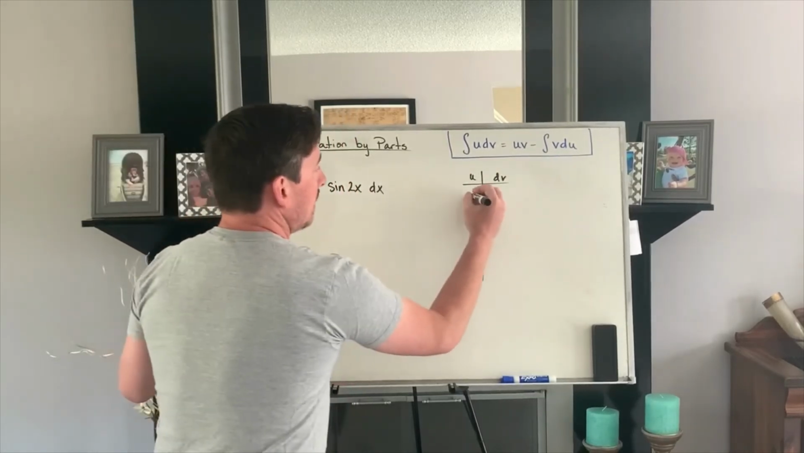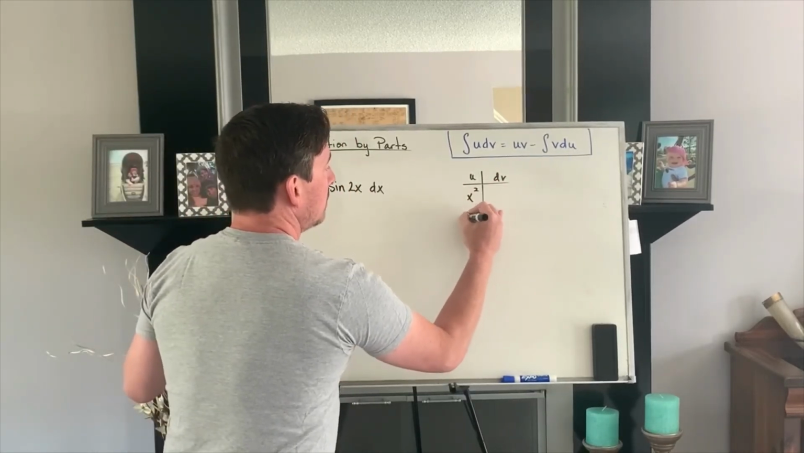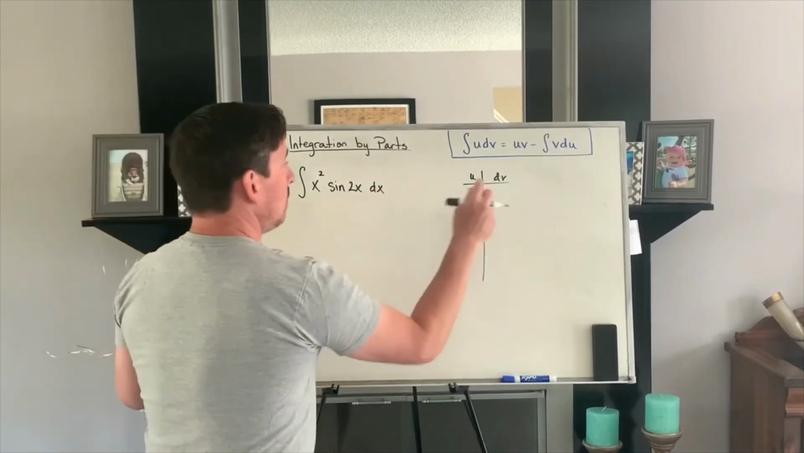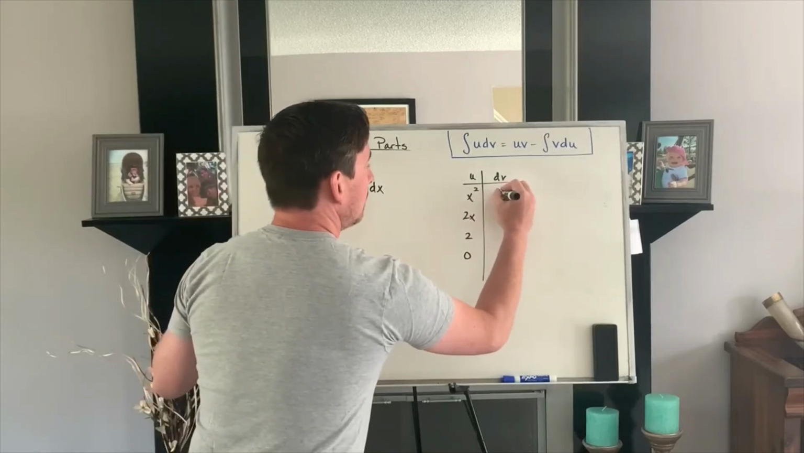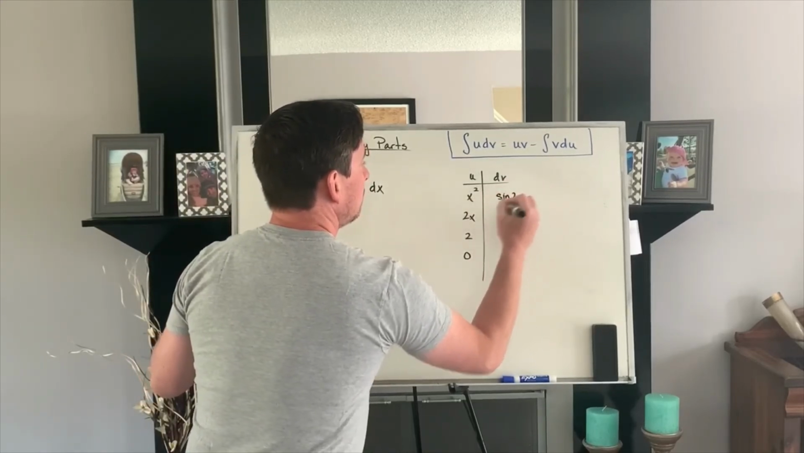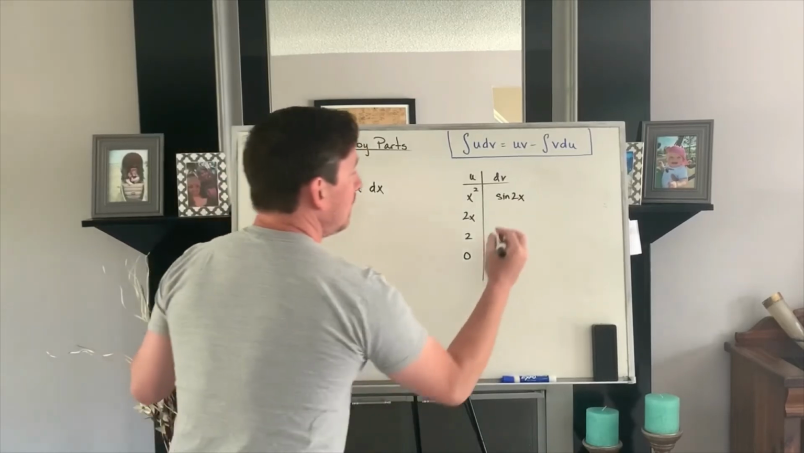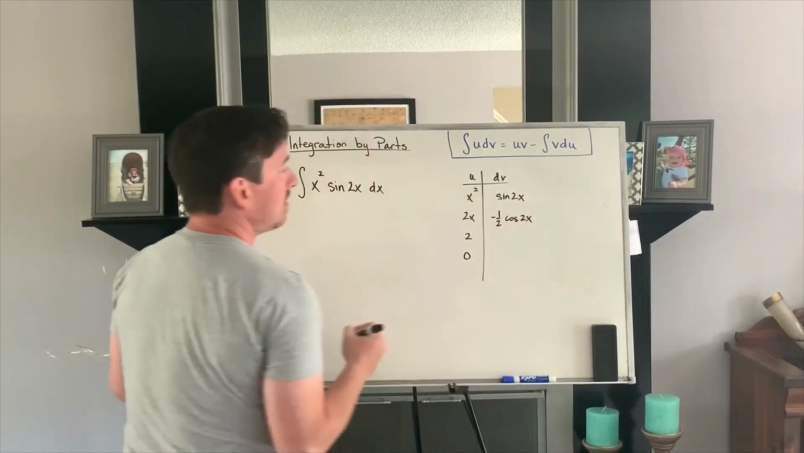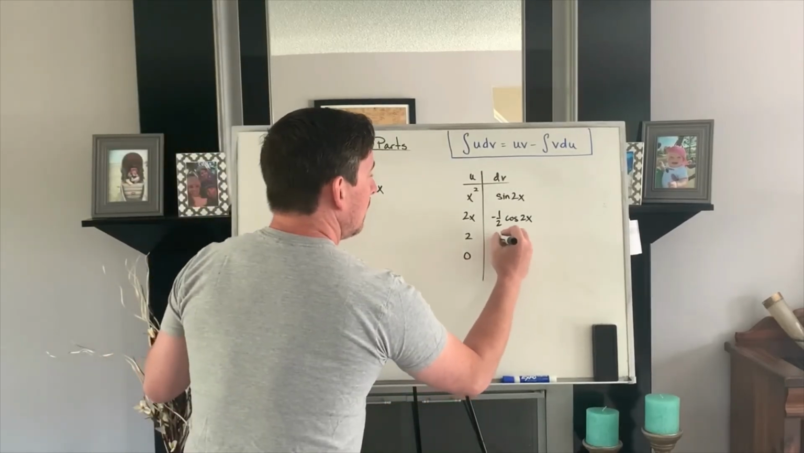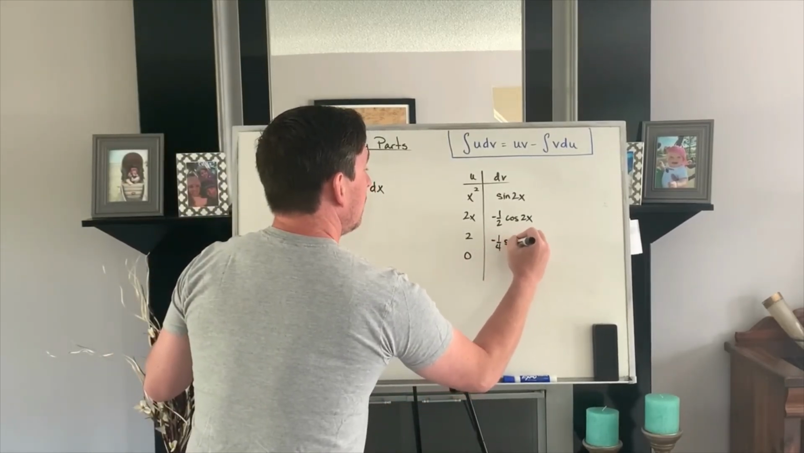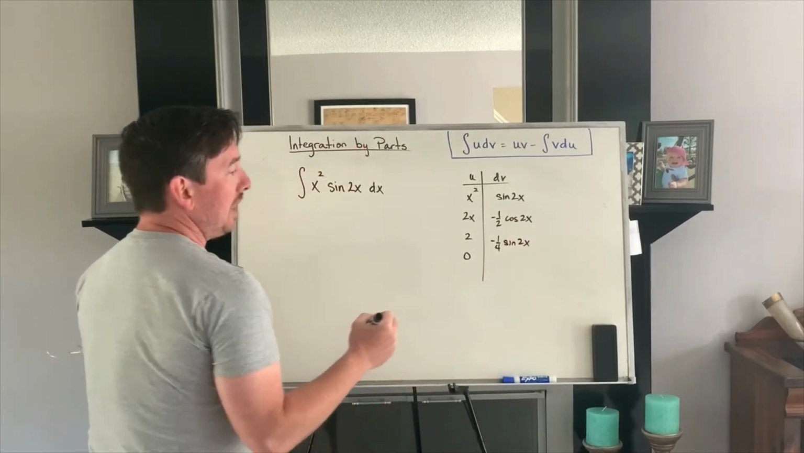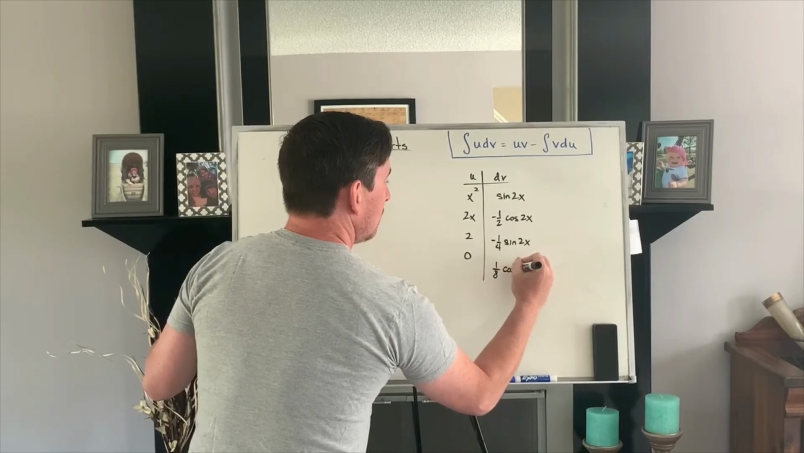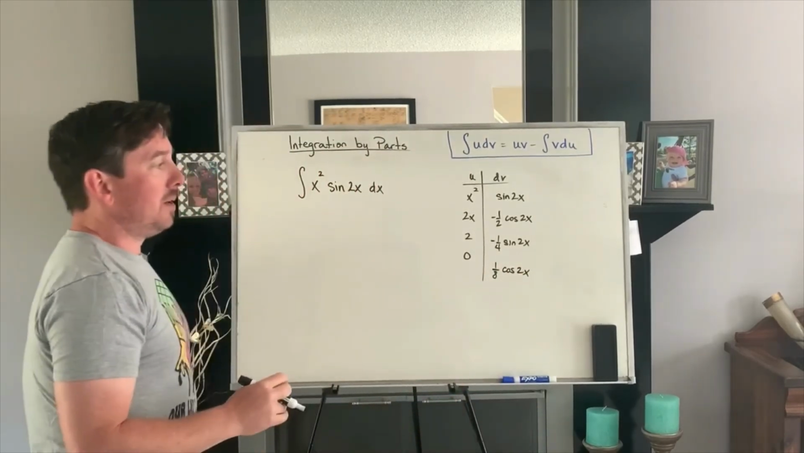U is going to start out at x squared, and then it becomes 2x, and then 2, and then 0. So the dv starts at sine 2x, and if I integrate that, it's going to be negative 1/2 cosine 2x, and then negative 1/4 sine of 2x, and then 1/8 the cosine of 2x.